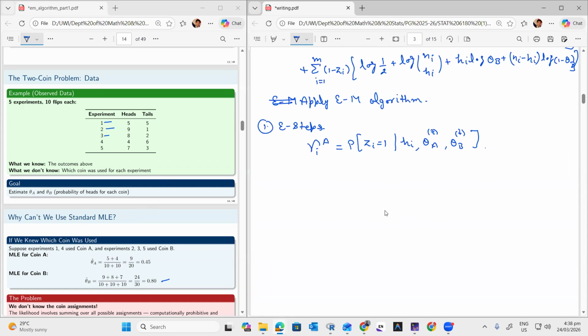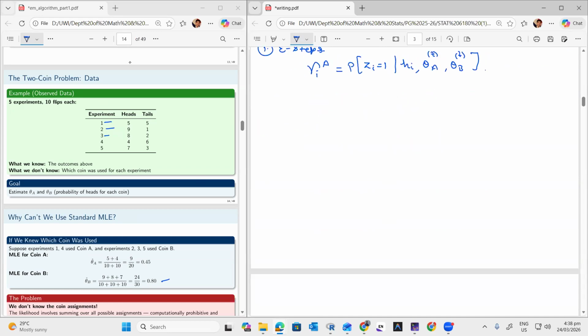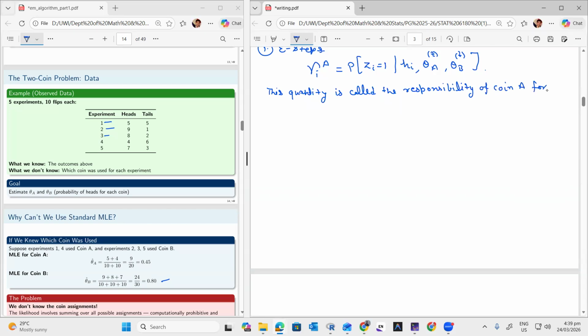So I will just write it: this quantity is called the responsibility of coin A for experiment i. Alright. So we are going to use the Bayes theorem here.